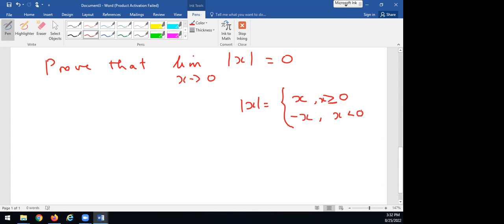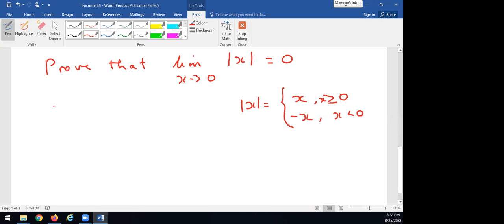And the reason why we use negative x for when x is less than 0 is, let's say x is negative 10, you would have negative negative 10, which would eventually give you a positive, because we know that distance cannot be negative, right? So that's why we use that definition.